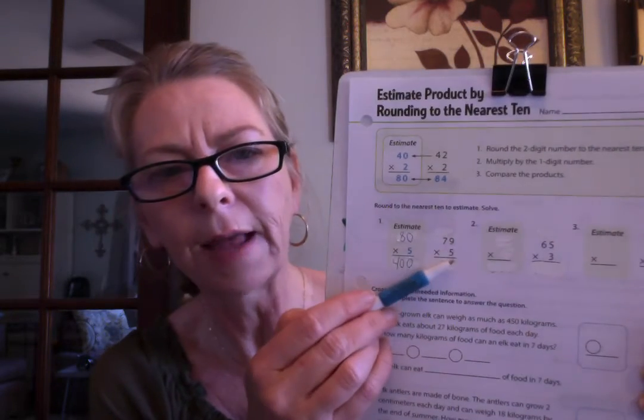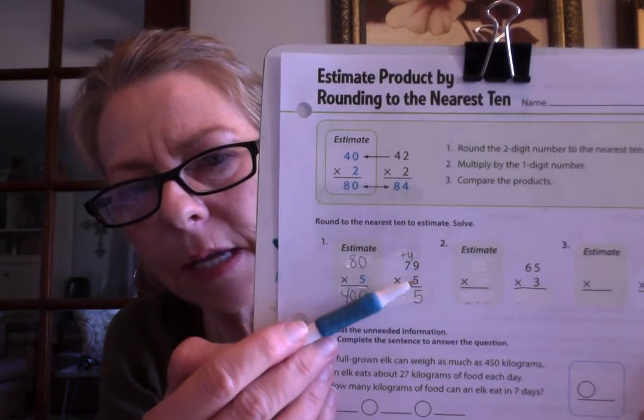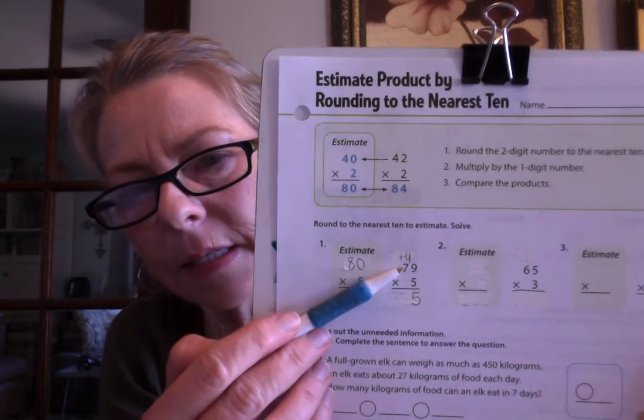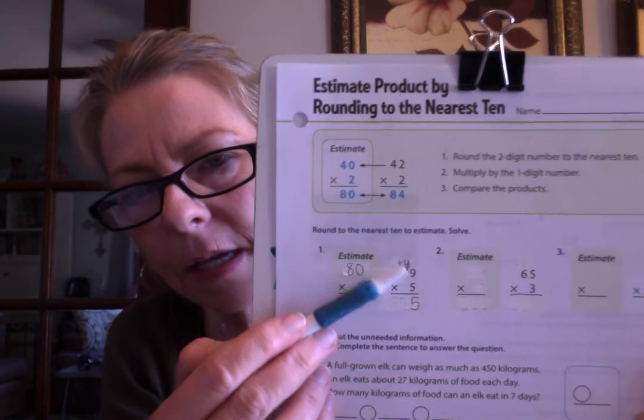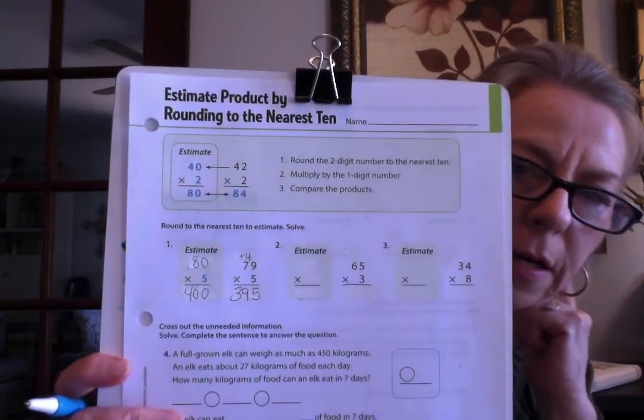Okay, so we have 5 times our ones. So 5 times 9 equals 45. So we put the 5 in the ones place, the plus 4 in the tens column. And then we multiply our multiplier times our tens. So 5 times 7 tens equals 35 tens plus 4 more. So 35 plus 4 is 39. Okay, so 395 is our real answer and 400 is our estimate.